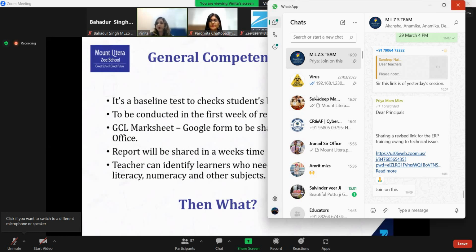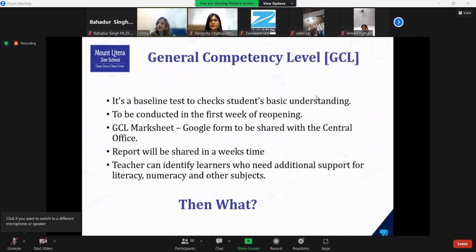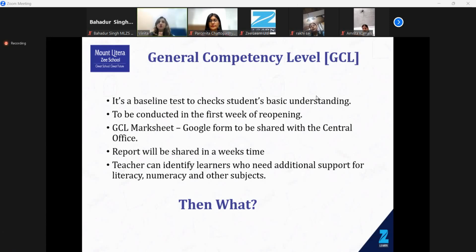Shobha had conducted a session last evening very beautifully. She covered the fact that when the school reopens, we need to begin with a general competency level test. It is through this test that we will be able to gauge students' competency. A child may be good in a language, in numeracy, or in other subjects or not, and whether the child needs more hand holding, and how we can enable that.